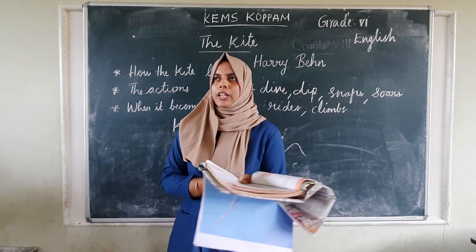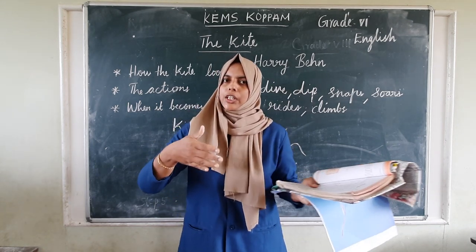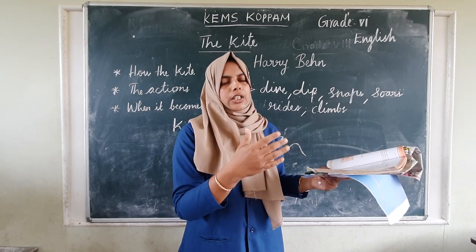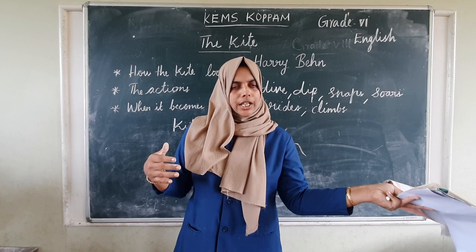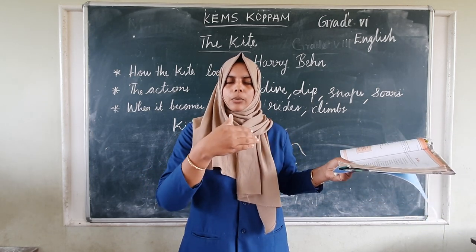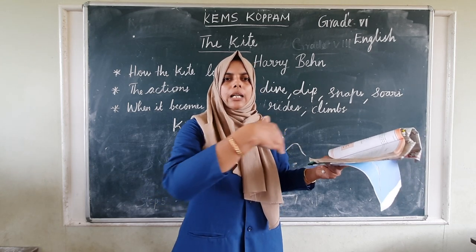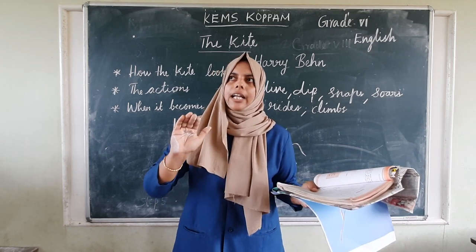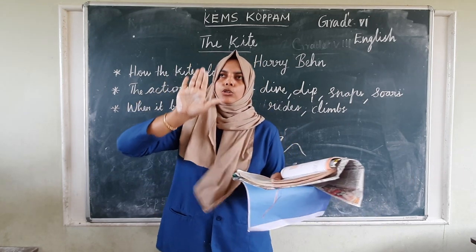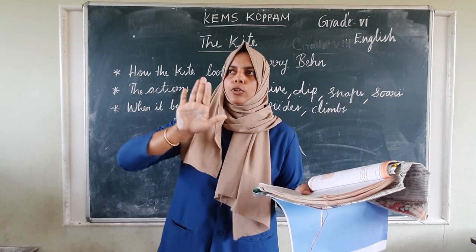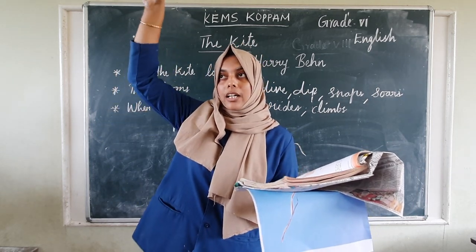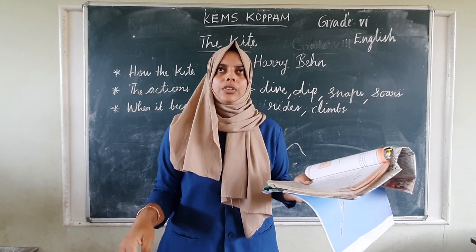So if the movement of the wind is in the north direction, the kite will move in the north direction, and if the movement of the wind is in the south direction, the kite will also move to the south direction. So according to the movement of the wind, it will automatically move in that direction. With the help of the wind, it also climbs up the mountain. It also comes up to the top of the mountain.